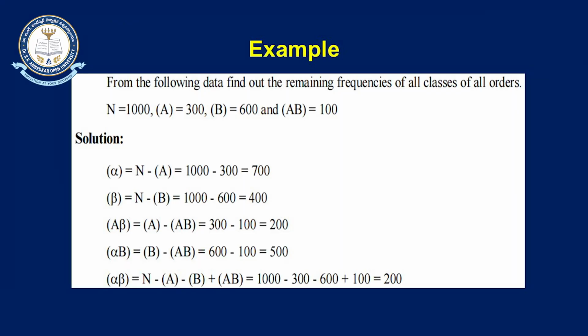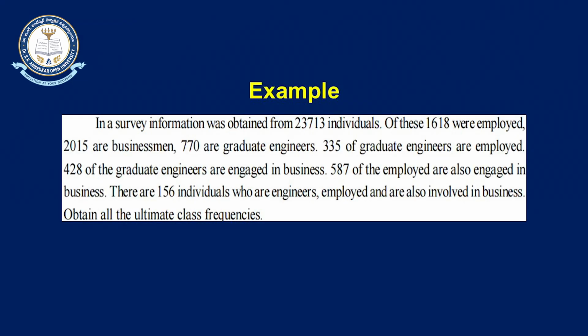Now I am taking another example. Here N equal to 1000, A equal to 300, B equal to 600, AB equal to 100. Then I am asking you to identify alpha beta, A beta, and alpha B, and like that you can identify the values using these formulas. This is one example I am taking on that. It is a physical example.